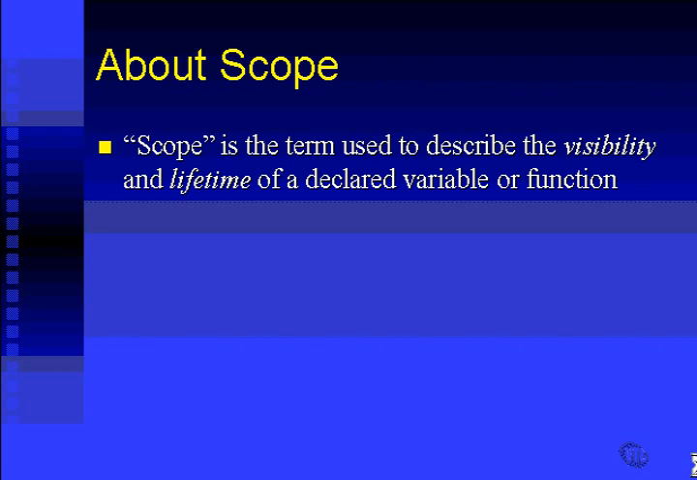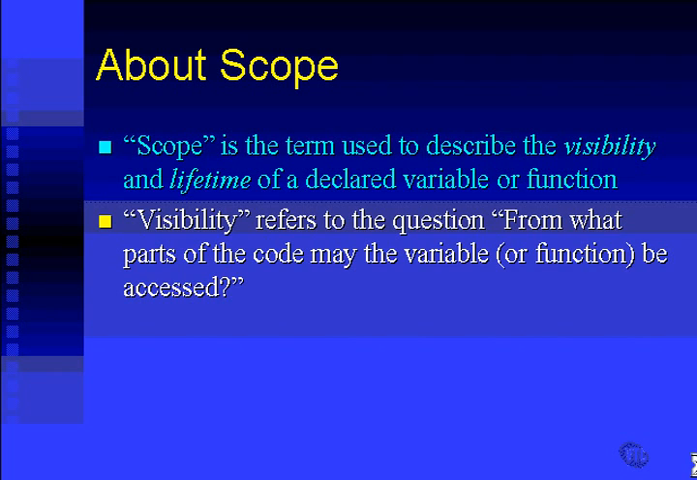Scope is a term used to describe the visibility and lifetime of a declared variable or function. Now, what does that mean? Well, first of all, imagine a variable, any old variable that you declare. Let's call it x, put it inside main. We need to understand the visibility and lifetime of this variable. The visibility refers to the question, from what parts of the code may the variable or function be accessed?